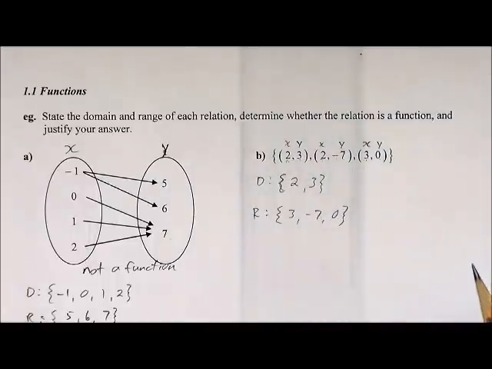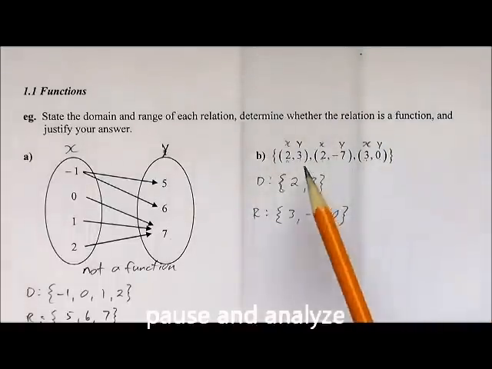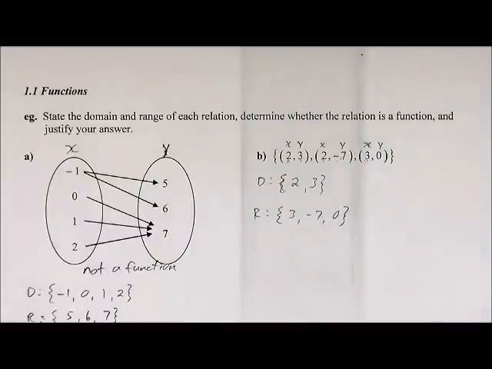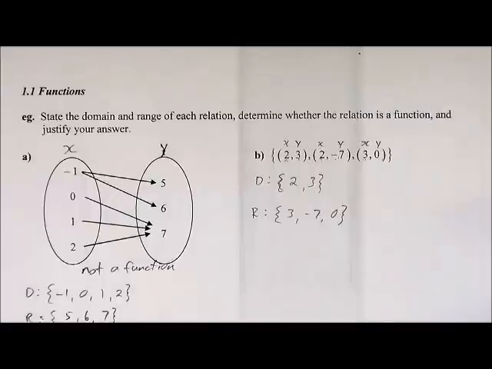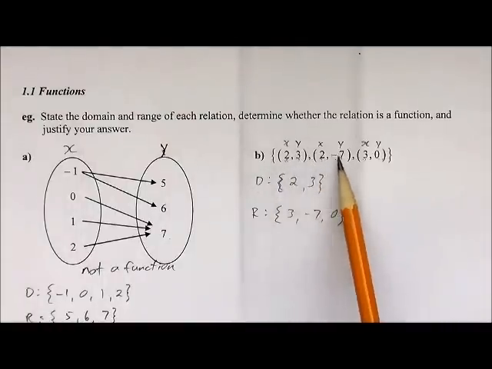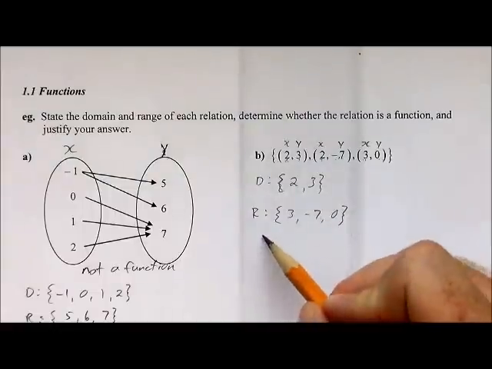Now, is this a function? We see that 2 maps onto 3 and 2 maps onto -7, and from the definition of a function, every value of x must map onto only one value of y. So here we've got one value of x that corresponds or maps onto 2 values of y. So this is not a function either.